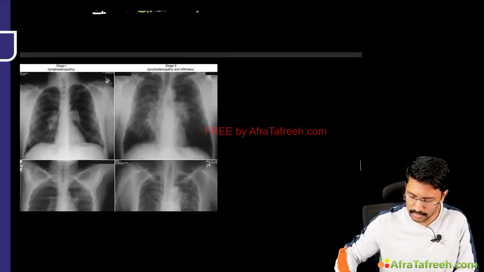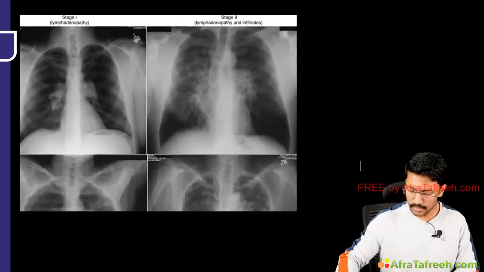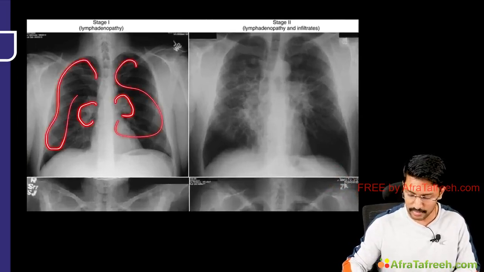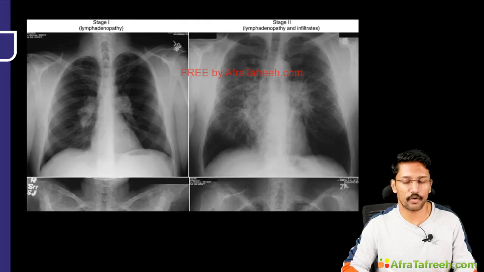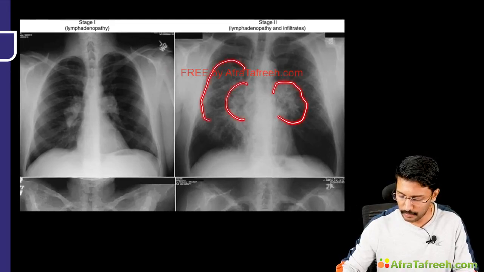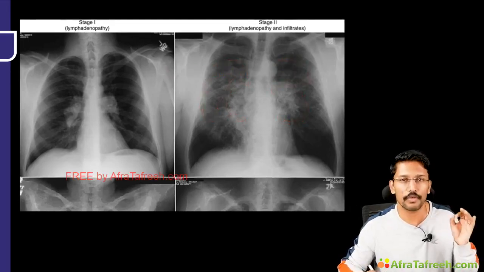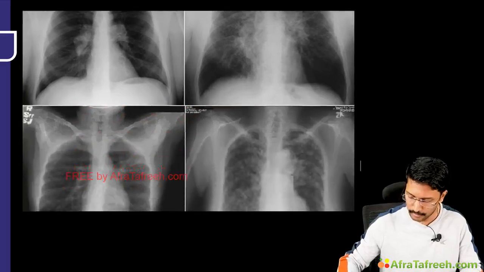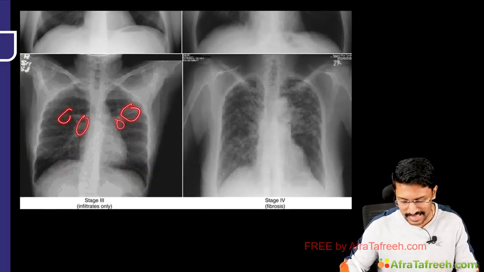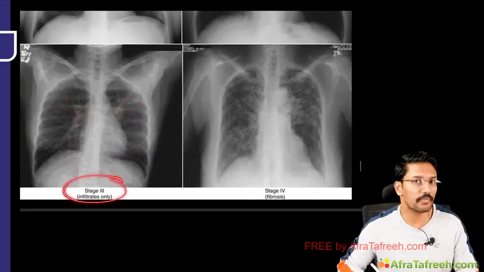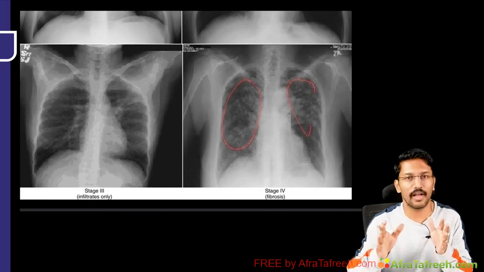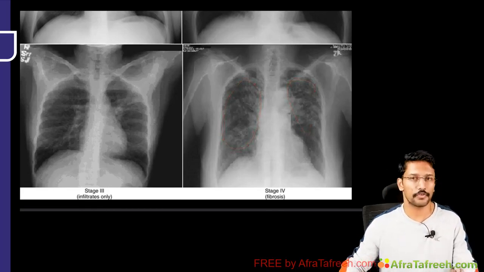Image-based questions are possible, so let us take a quick look at the images. As you see in the first image, you can clearly identify that there are hilar lymph nodes. There are no lung parenchymal changes, so that is stage 1, only lymphadenopathy. Look at the next image, stage 2. You can identify hilar lymph nodes as well as lung parenchymal changes. Infiltrative or fibrotic changes are evident in the lung parenchyma. As you progress to stage 3, you can see infiltrative changes, but the hilar lymph nodes have almost disappeared. Only infiltrates are what you are seeing. Stage 4 is where you have extensive fibrotic changes, a very typical ILD-like X-ray.